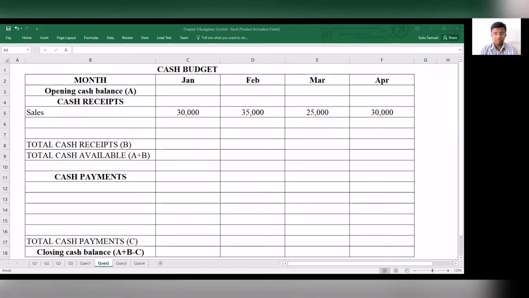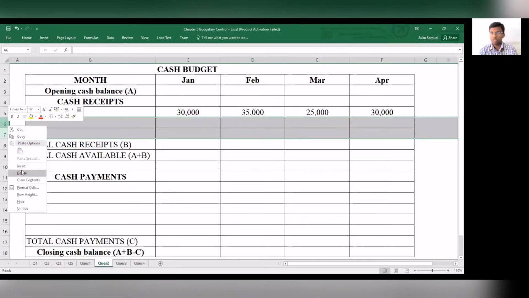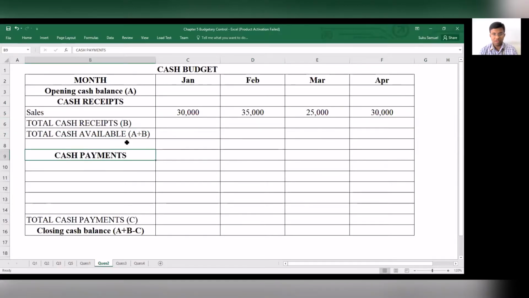Now remember, the only cash receipt that we have over here is the sales. So which is what we have done as of now. Let's consider the total cash receipts. Total cash receipts have also been considered. We just have to take the sale as it is.